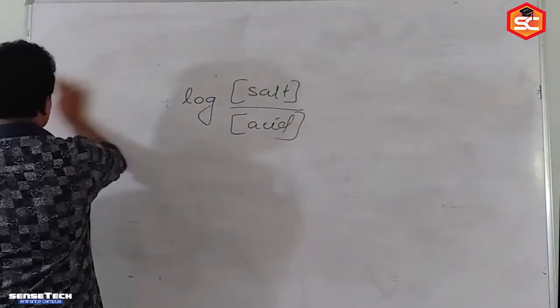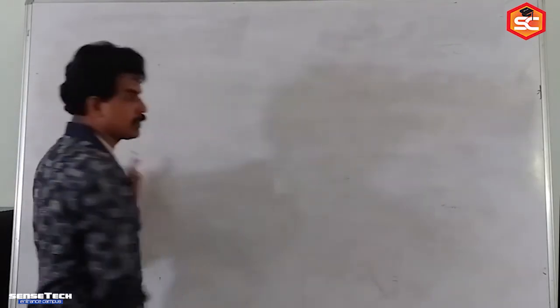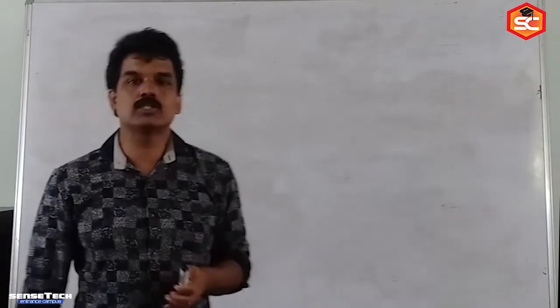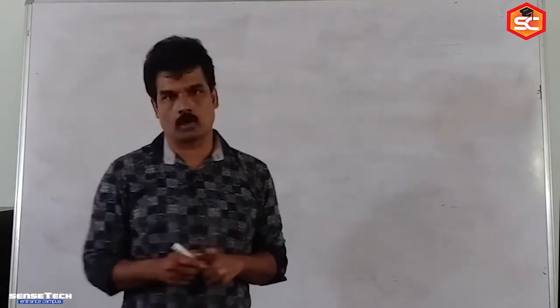Then after that you study in the chapter solubility product. Solubility product is applicable for sparingly soluble salts. Solubility product, Ksp, is for sparingly soluble salts.